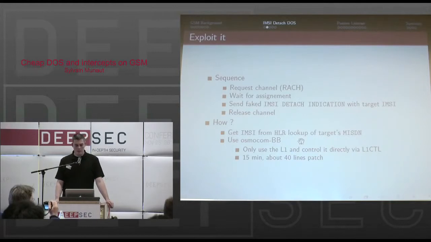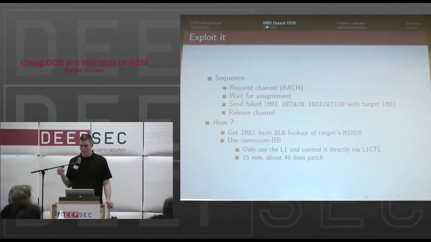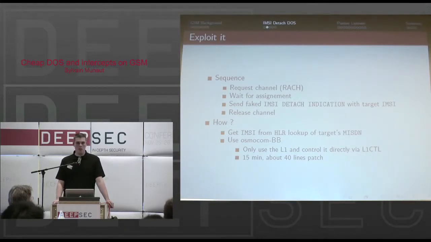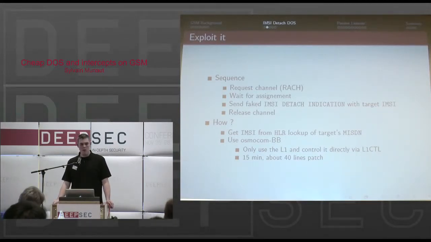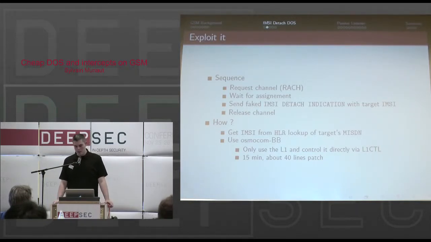So how do you exploit it? Well, it's pretty easy. You just open a channel and send an IMSI detach indication message with the IMSI, which is the serial number of the subscriber that you want to log off the network. A year ago, that would have been pretty hard to do. But with Osmocom BB now, we can just take the layer one and implement it on a simple mobile phone and send the message. It's really, really easy to do. I implemented it in like 15 minutes yesterday. It works just great.